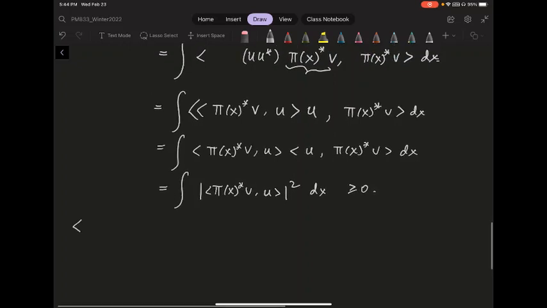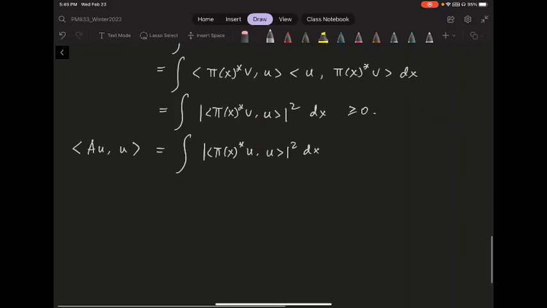So if you evaluate the inner product of AU with U, what happens is you do the same calculation. This is just equal to the integral of, you basically replace all the V by U, so you have the inner product of pi x star U with U, squared, and then the whole thing dx. I want to show this is strictly positive. Well, why is that?